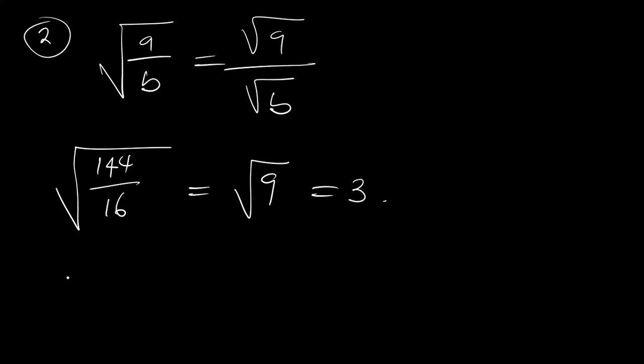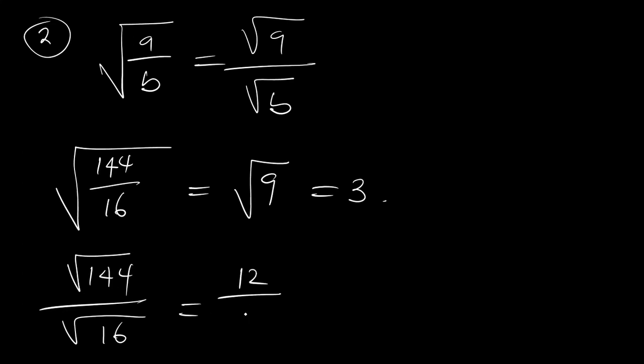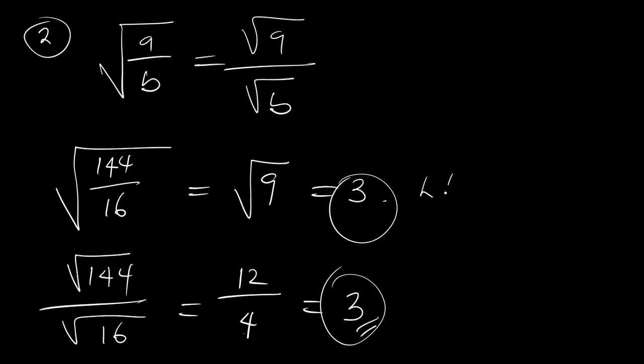3. Now let's look at the square root of 144, which is the left-hand side, divided by the square root of 16. Now the square root of 144 will give us what? 12. The square root of 16 will give us what? 4. 12 divided by 4 will give us 3. So you see, they are the same. So the left-hand side and the right-hand side is the same.